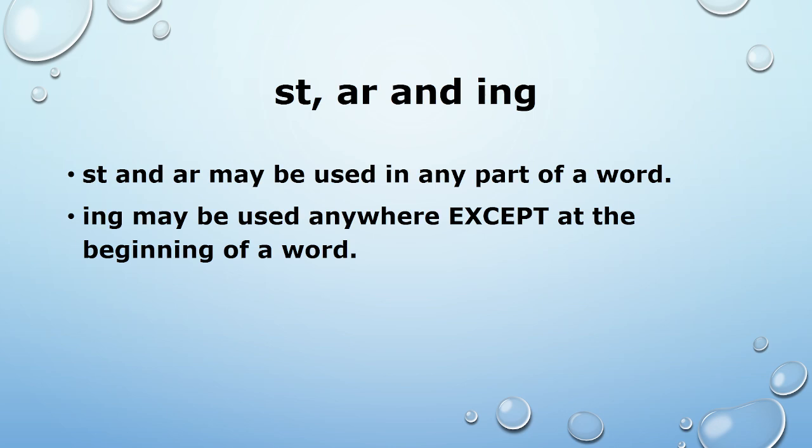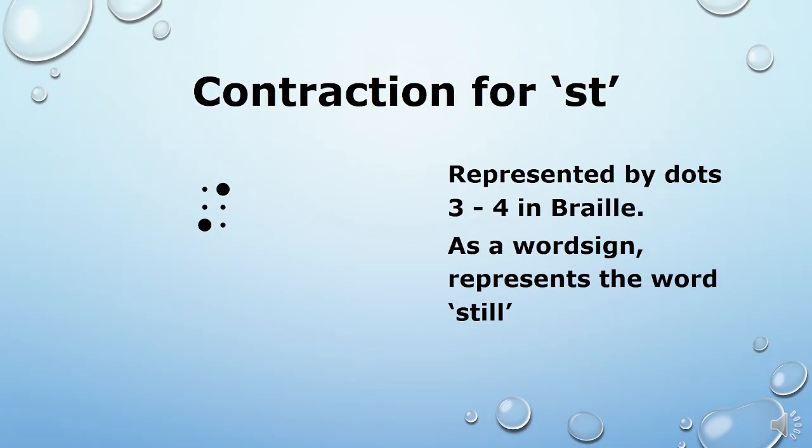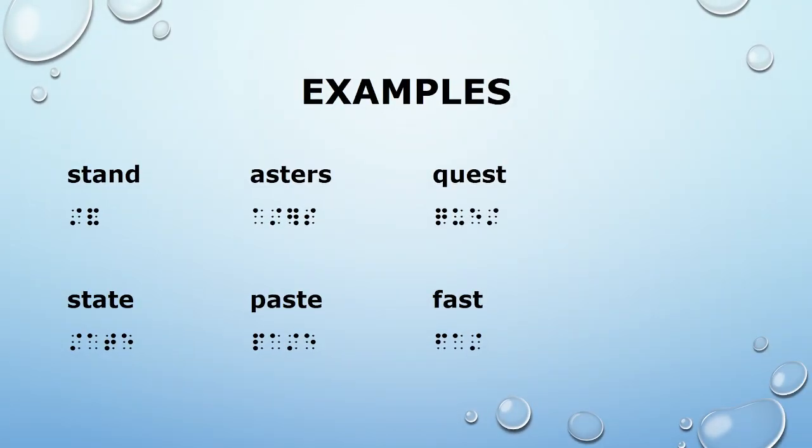So let's go straight to the dots representation of each of these three strong group signs, beginning with ST. ST is represented by dots 3 and 4 in Braille, and it can be used both as a group sign and also as a word sign. As a word sign, it represents the word still. So let us take some examples.